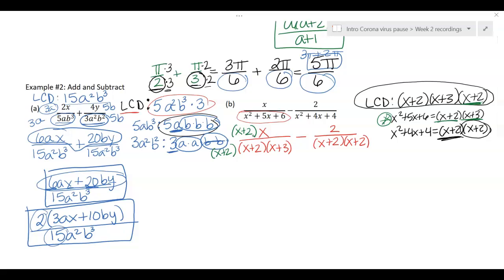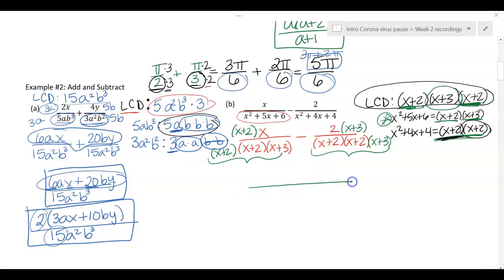For the second fraction, our denominator contains 2 factors of x plus 2, but our LCD has those 2 factors of x plus 2 and a factor of x plus 3. So here the factor that we're missing is a factor of x plus 3. Okay, so again, I multiplied it into the denominator, which is only okay if, to keep it equivalent, I multiply it into the numerator. So now we see that our fractions have the same denominator.